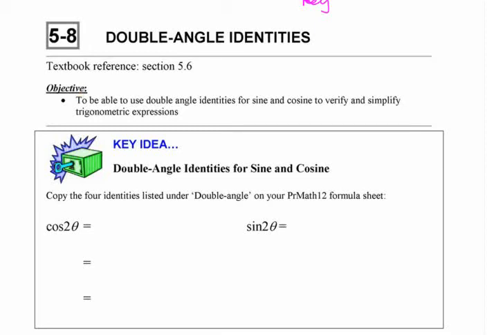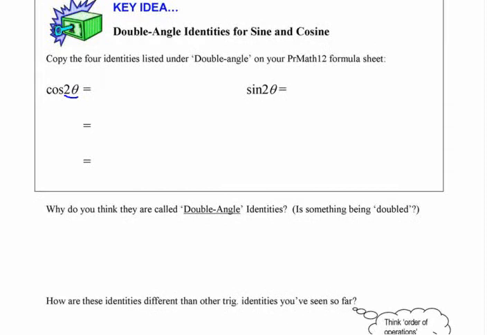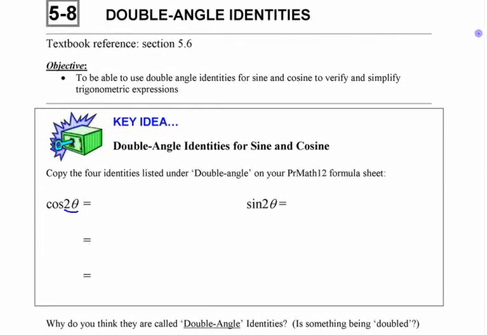Last time we looked at sum and difference identities. Here we're looking at double angle identities, which are exactly what you'd think they are. Identities for twice an angle, double angle identities. This is set up with some questions to have you think about it here, the same as before.